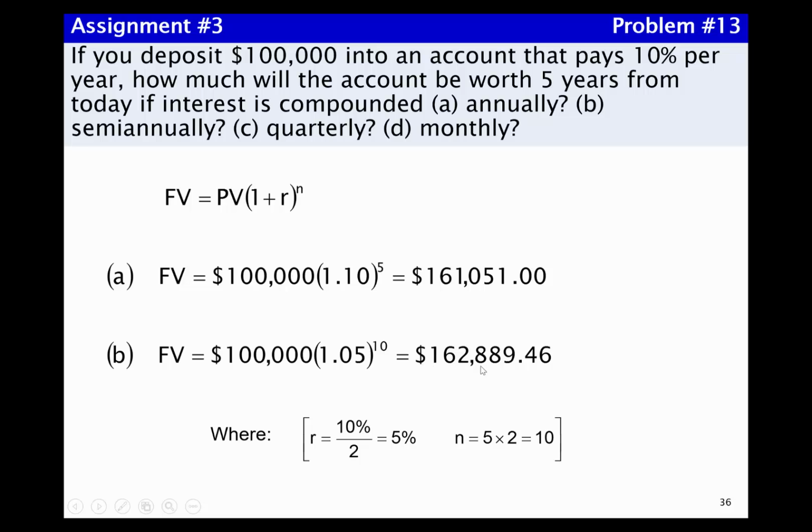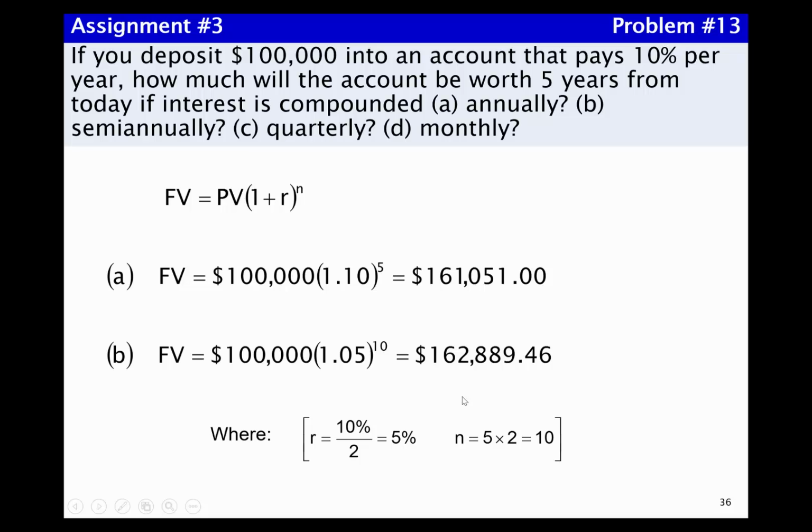And notice we get a little higher future value. Why? Because interest is paid sooner. We don't have to wait the full year. In part A, you have to wait a full year to get 10%. But in part B, you only have to wait 6 months to get 5%. And then over the second 6-month period, you're earning 5% on a greater amount that already included some interest being paid. So you get a greater compounding effect.